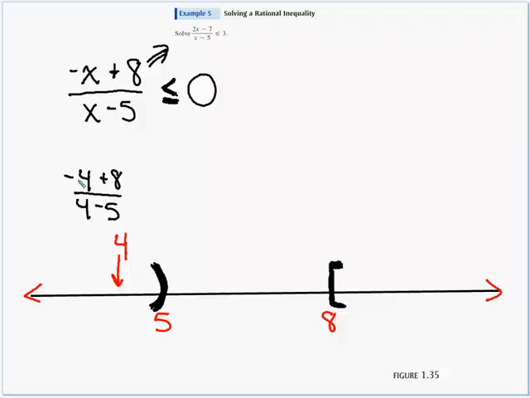Our numerator is going to be positive. Negative 4 plus 8 is going to be a positive answer. 4 minus 5 is a negative. If we have a positive divided by a negative, that's equal to a negative. Is a negative less than 0? Yes, it is. So that is going to be part of our solution set.